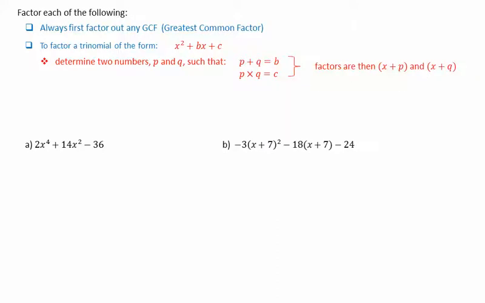If those numbers exist, then the factors are simply x plus p and x plus q. If those numbers do not exist, then the trinomial cannot be factored.